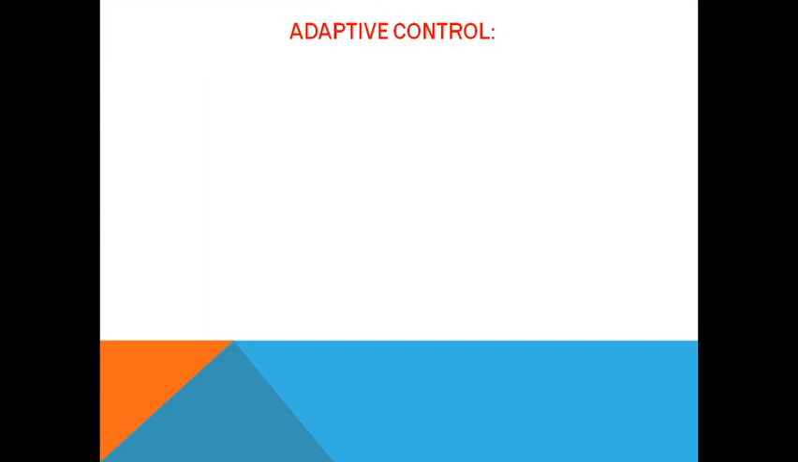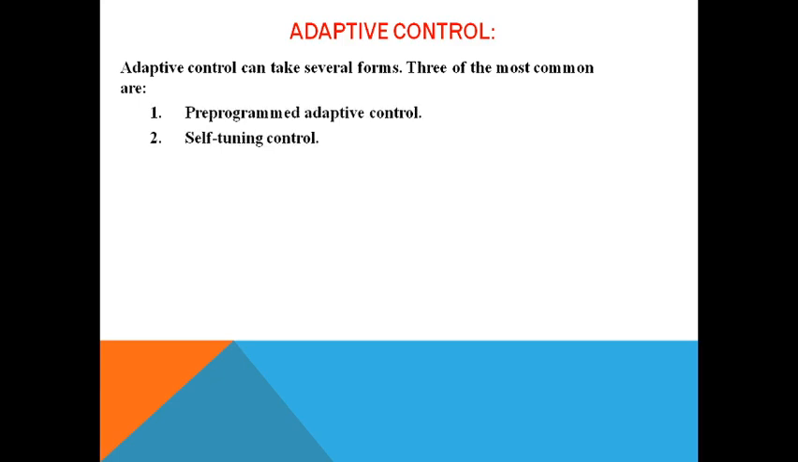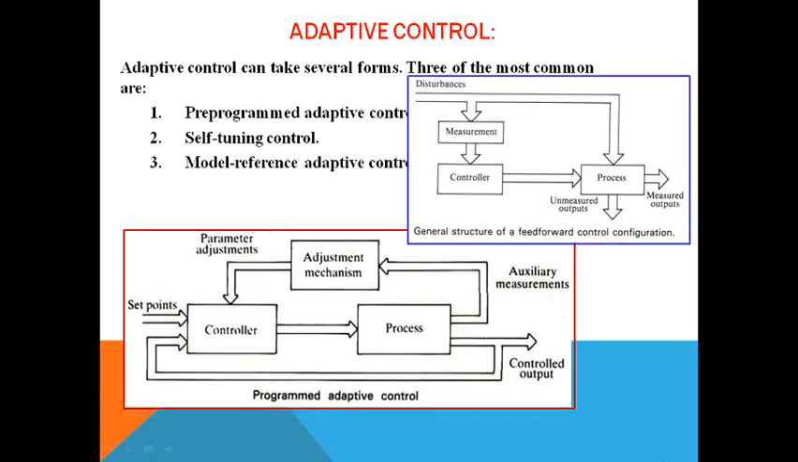Another type of control is known as adaptive control. Adaptive control can take several forms. The three most common are pre-programmed adaptive control, self-tuning control, and model reference adaptive control. Here the general structure of the feed-forward control configuration is given. Here are the disturbance, measurement, controller, and the process, which is responsible for providing the measured output as compared with the unmeasured output. Then another example is given, programmed adaptive control, where the controller is there, the process is given to the adjustment mechanism and it is put back to the controller.